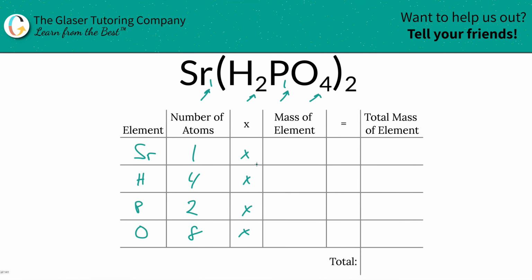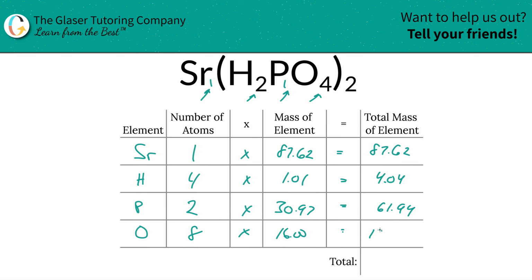So let's write that in. So we have here 87.62. Hydrogen is going to be 1.01, phosphorus is 30.97, and then oxygen was 16. Then what you're going to do is find the total mass of each element now in the compound by simply multiplying this row on across. So this is 87.62 for strontium, hydrogen is going to be 4.04, phosphorus is going to be 61.94, and oxygen is 128. Don't really know why I wrote 180.